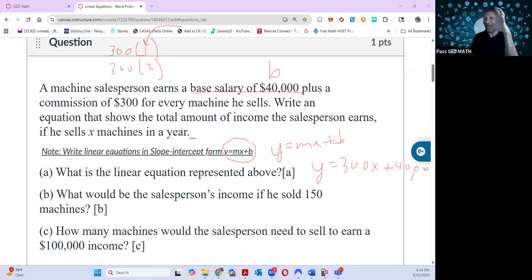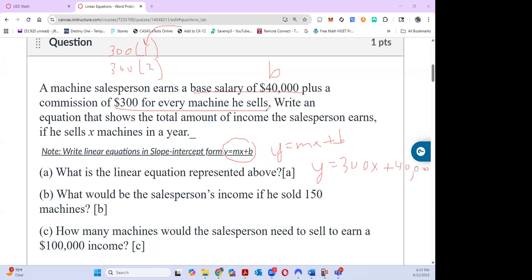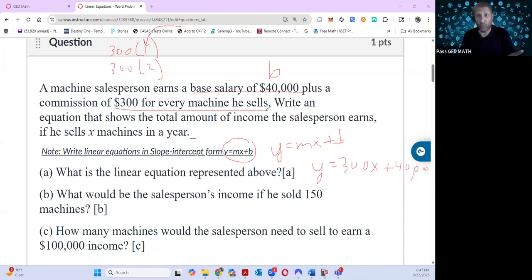So when you look at a word problem and they're asking for a linear equation, the first thing you should be thinking is: what's not going to change? What is going to change? That $300 depends on every machine. So right away, I know that's going to change because I don't know how many he sold. If he sold 0, my x is 0. If he sold 1, my x is 1. Everybody understand that?